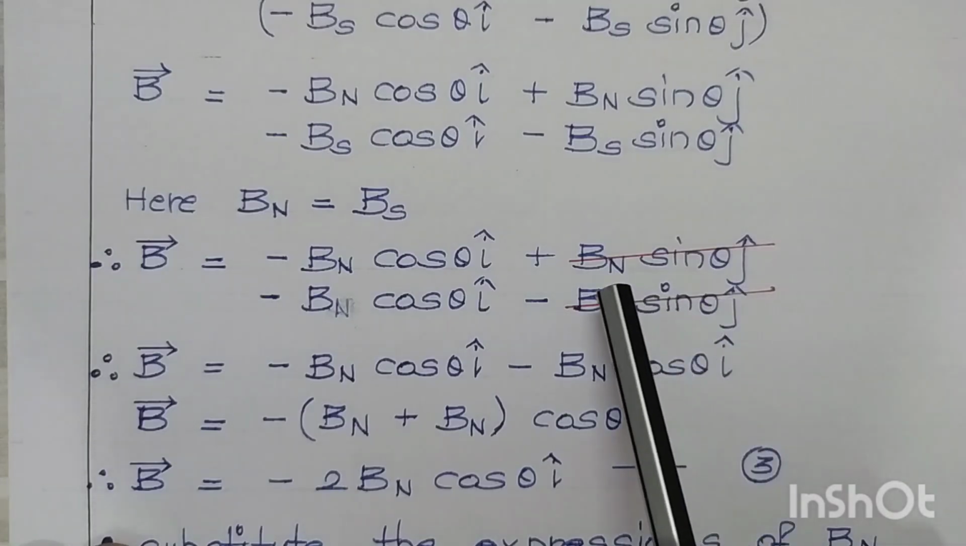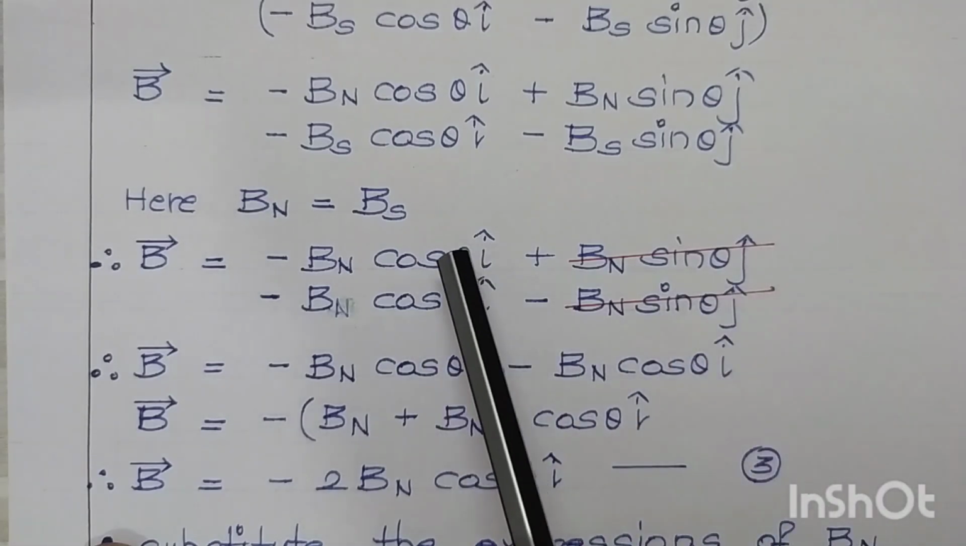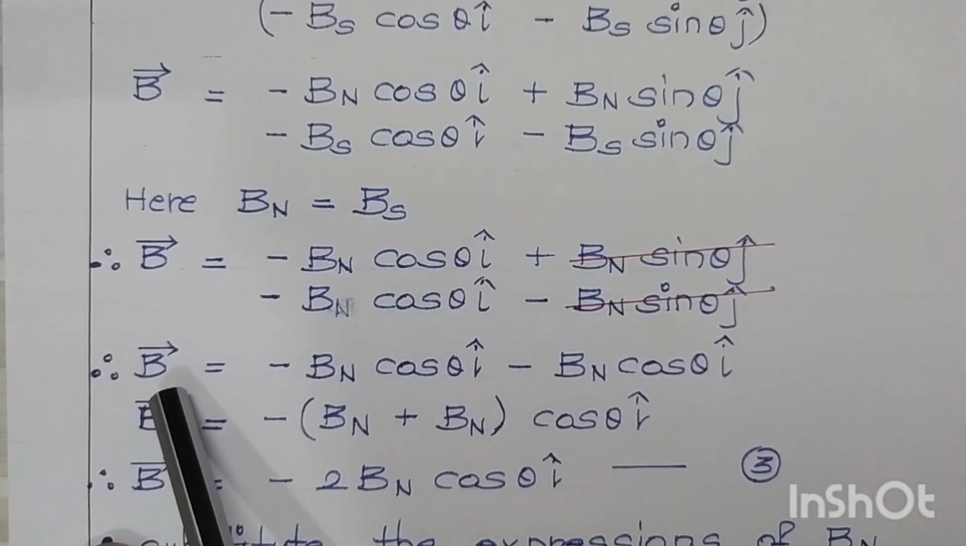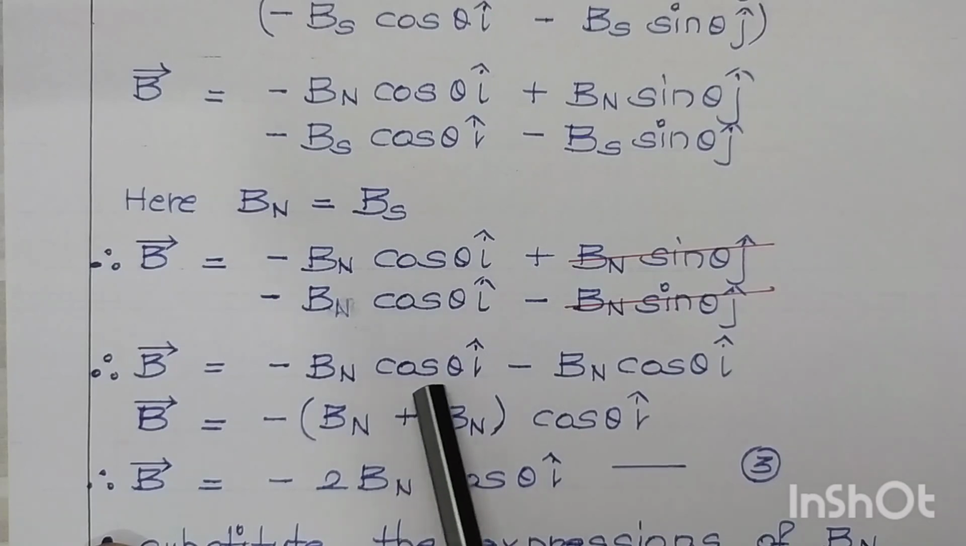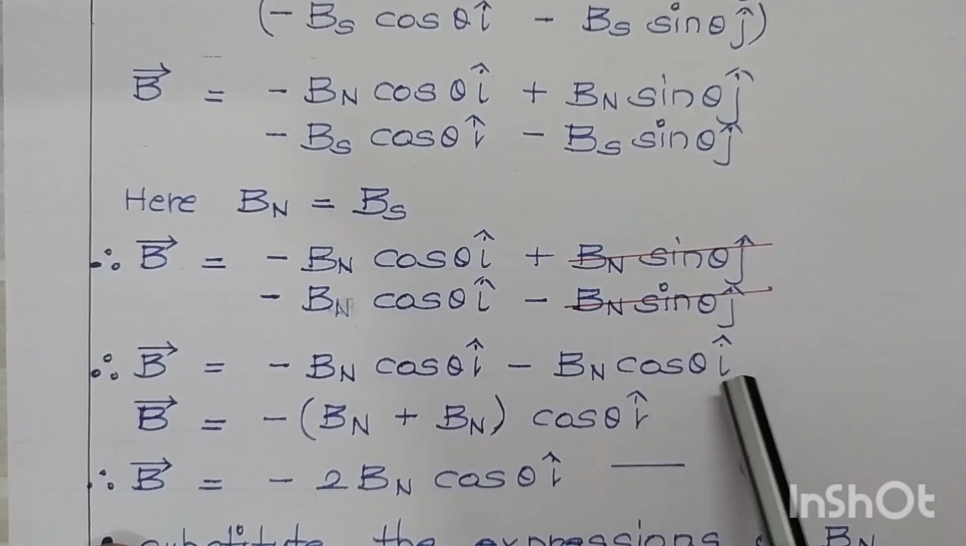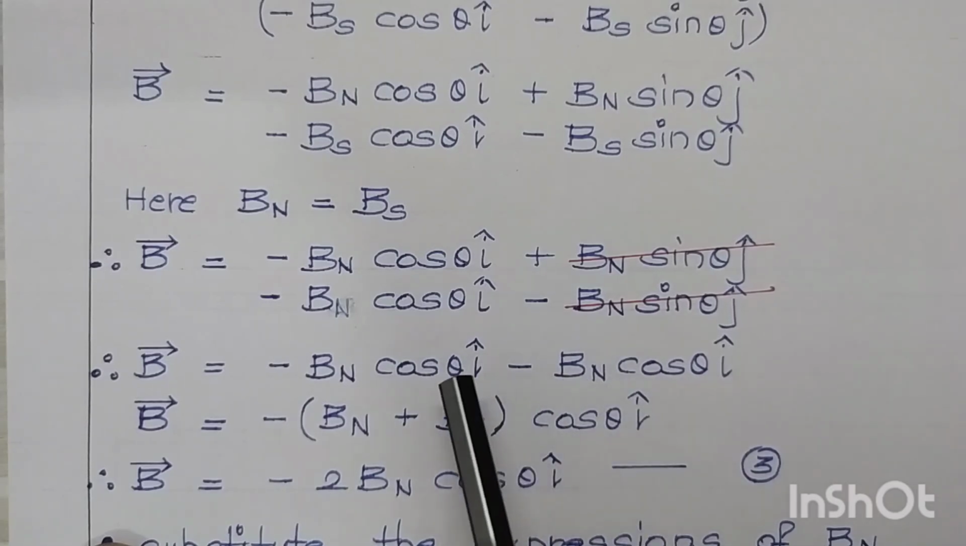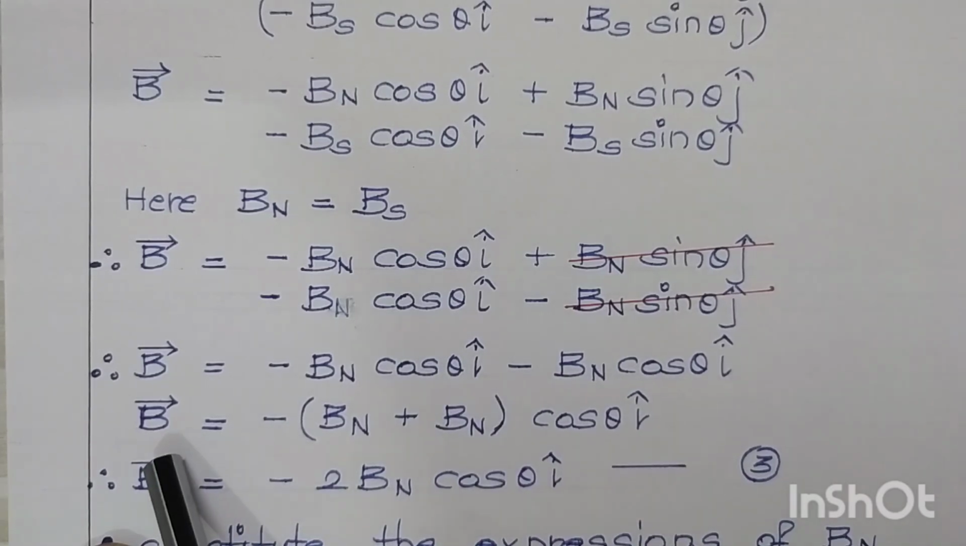Here this term and this term get cancelled out, so these two are remaining. Therefore B vector is equal to minus Bn cos theta I cap, again minus Bn cos theta I cap. In these two, what is common? Cos theta I cap.